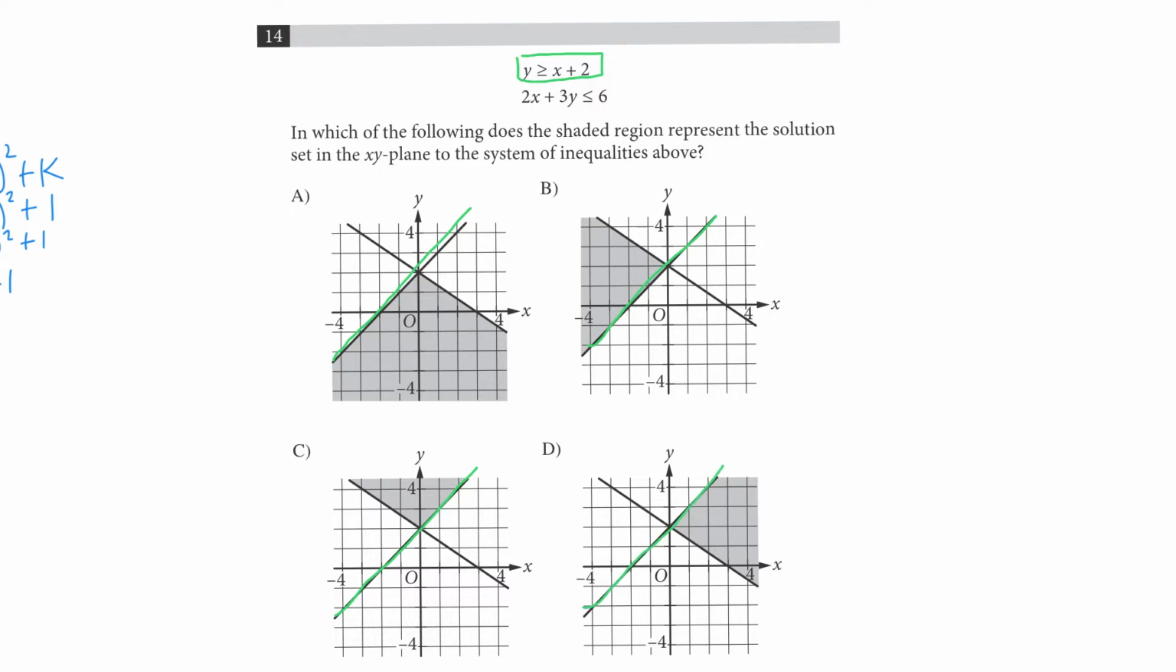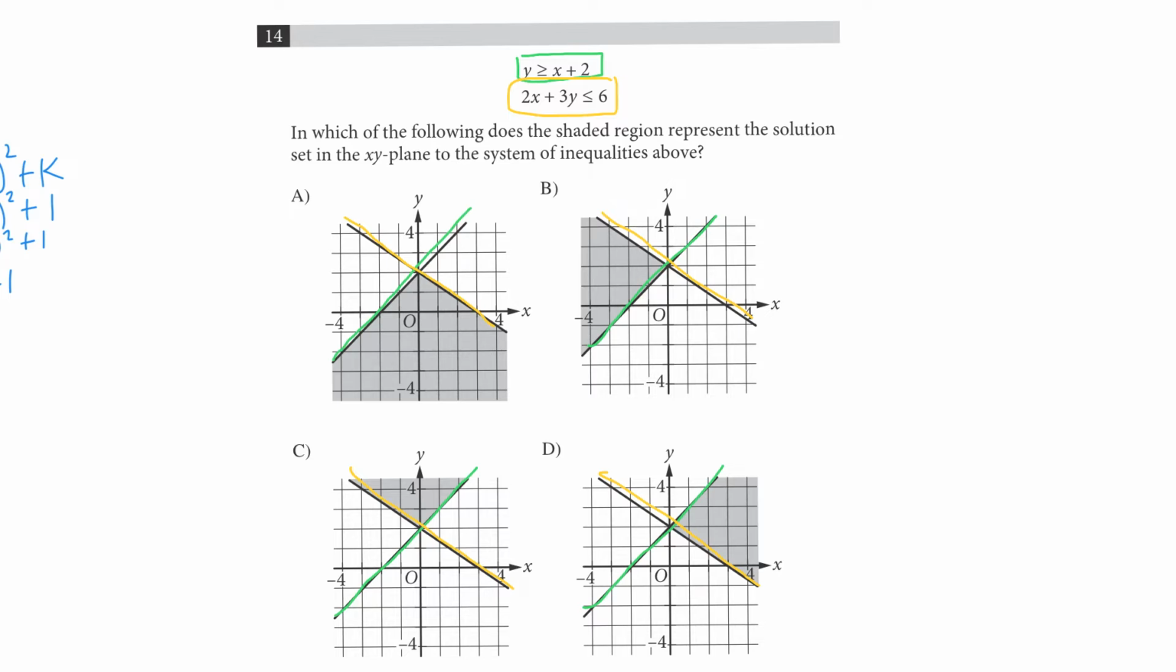So the lines are drawn correctly, and maybe I'll use yellow for the second one, and the second one is going to be in yellow. 2x plus 3y less than or equal to 6 is going to be this one right here, this one right here, and this one right here. And I'm highlighting these for you so that you can see that all they really need to know is what is the region. You don't have to worry about the lines. It's what is the proper region.